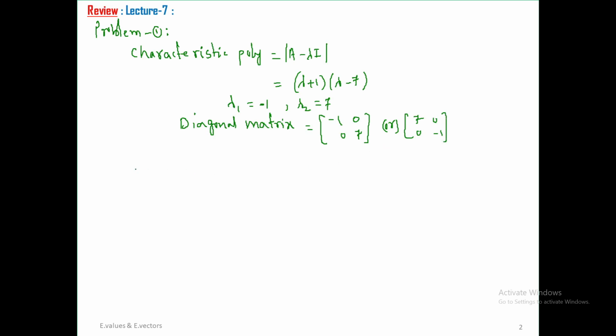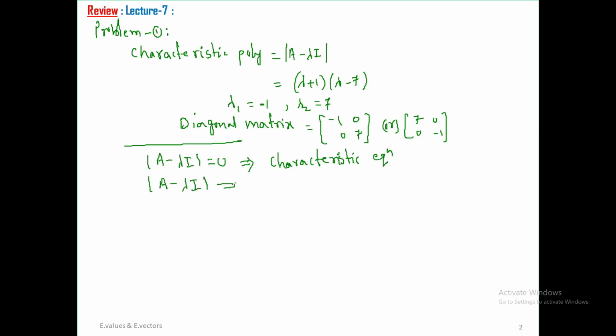And characteristic polynomial, and one more. Determinant of A minus lambda I is equal to 0. This is the characteristic equation. Okay, characteristic equation. And determinant of A minus lambda I, just the determinant, this one is the characteristic polynomial. If it is equal to 0, that is the equation. Otherwise, it is a polynomial. Okay. Yes. Next one.